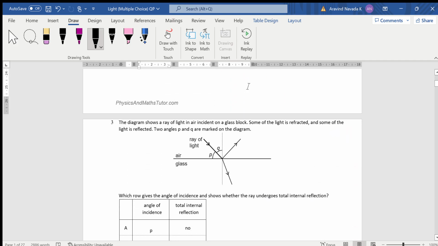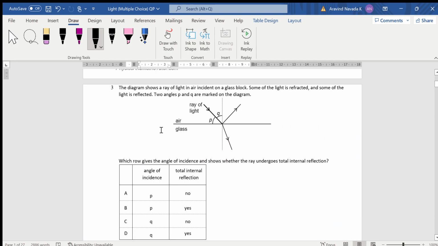Moving on to question number 3. The diagram shows a ray of light in air incident on a glass block. Some of the light is refracted and some of the light is reflected. Two angles P and Q are marked on the diagram. Which row gives the angle of incidence and shows whether the ray undergoes total internal reflection? Now we know that some of the light is refracted and some is reflected. Whenever light is reflected, it does not mean that TIR is taking place. So if there's any refraction of light, TIR is not taking place.